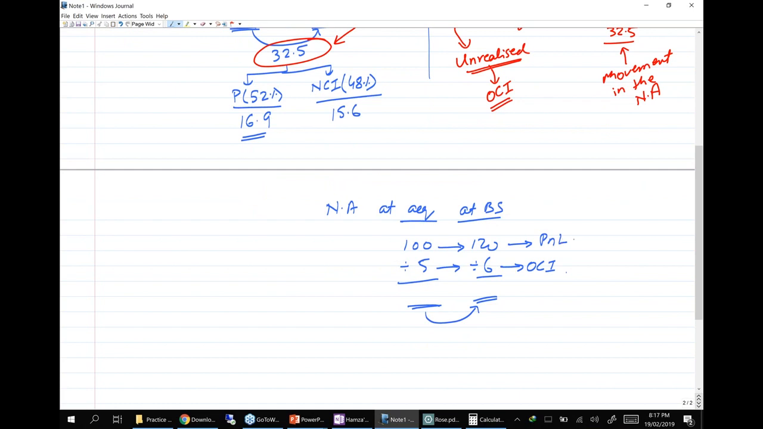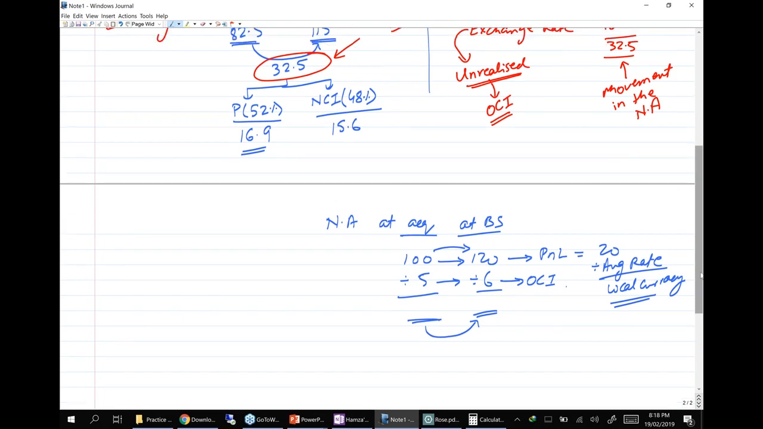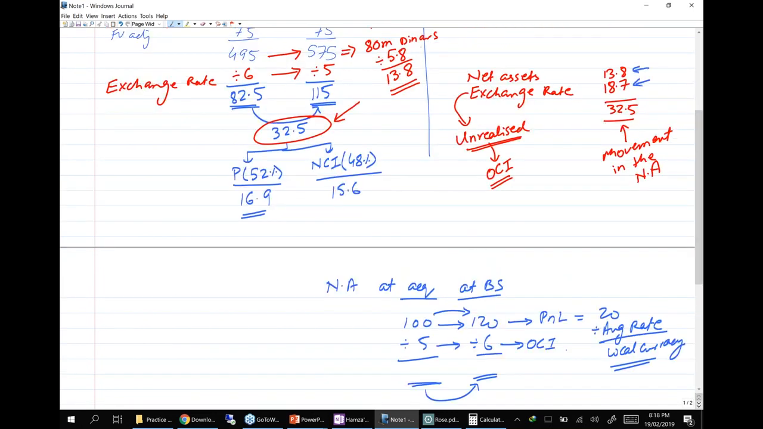So how do we calculate that? We actually calculate the increase in the net assets, 20, and we divide that by the average rate to get this converted into the local currency. And once it is in the local currency, we write it down to the net assets. And then we calculate the balancing figure, the remaining value, as the exchange rate. So exchange rate is always the balancing figure. Okay, Lungu is saying, is the exchange rate a gain or loss? Yes, it's a gain because the value is positive. That's why it is a gain.